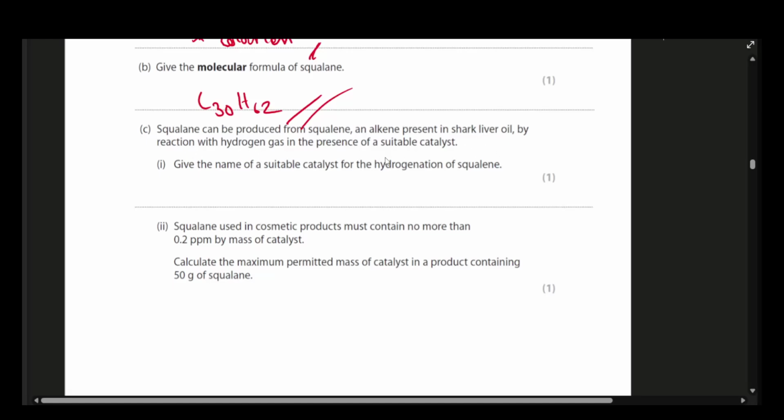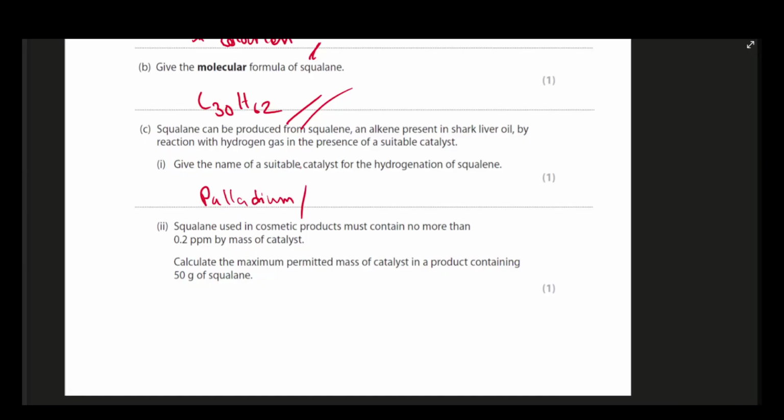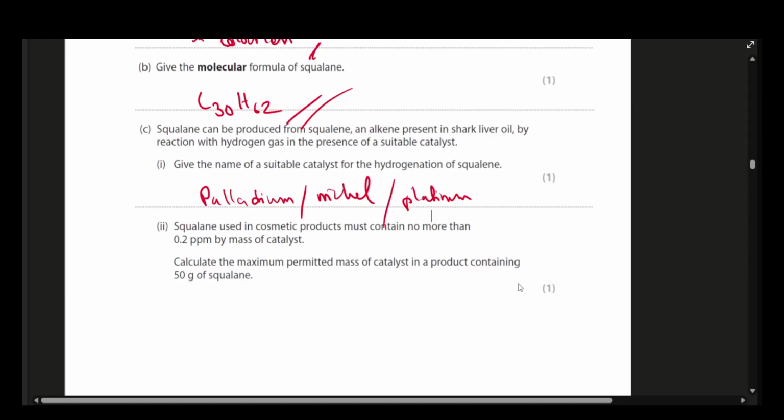by reaction with hydrogen gas in the presence of a suitable catalyst. Now, give the name of a suitable catalyst for the hydrogenation of squalene. Well, there are many. You can say palladium, platinum, or even nickel as well. So, any one of them suits in this scenario. As long as it's a transition metal, or a metal which is highly unreactive, we can provide it as a suitable catalyst.